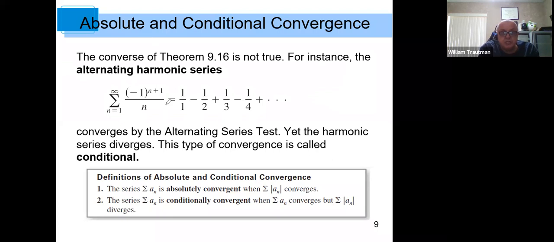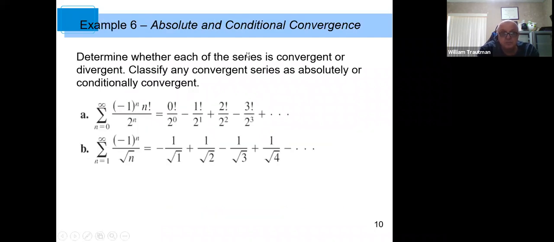And they're going to show you once again absolute convergence when the summation of a sub n converges, and conditional convergence when the summation converges, but the whole absolute value part diverges. And we'll show you some examples of that here. Let's look at A first.